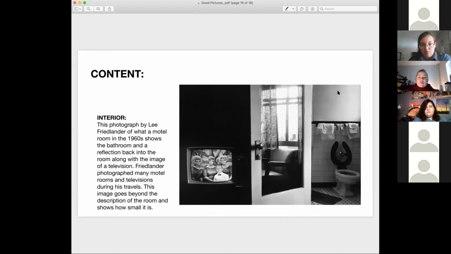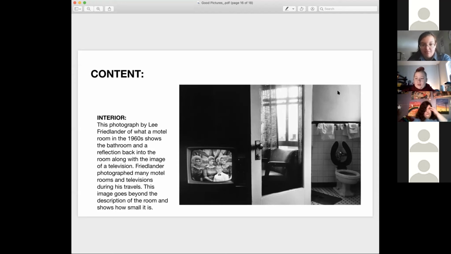Here's an interior image. What's interesting about this image? The toilet. The toilet, yeah. Why? I don't understand why the toilet's in the picture. This image was taken in a motel in the 1960s, but it's got all the elements of a motel room. The TV, the window, the chair, the toilet, all of that's in a hotel room. That's a complete picture of a hotel room, basically. The only thing that's not shown is the bed.